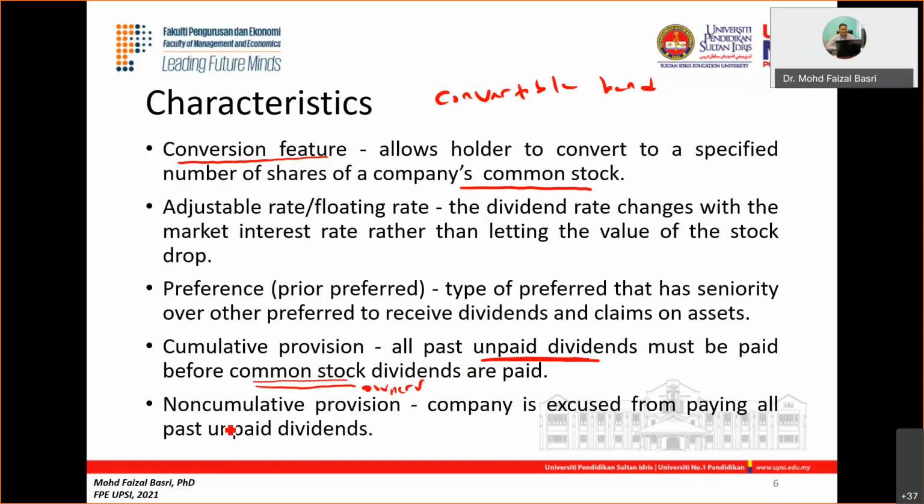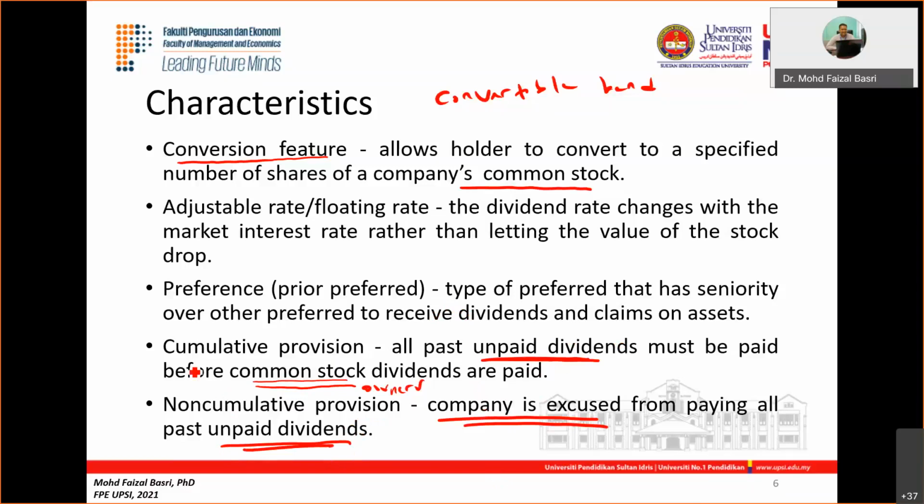But if it's a non-cumulative provision, let's say last year they did not pay, so this year the company is excused from paying any unpaid dividends. So meaning if they miss their payment last year, and this year the company performs well, they just need to pay this year's dividend, not any unpaid in the previous years.